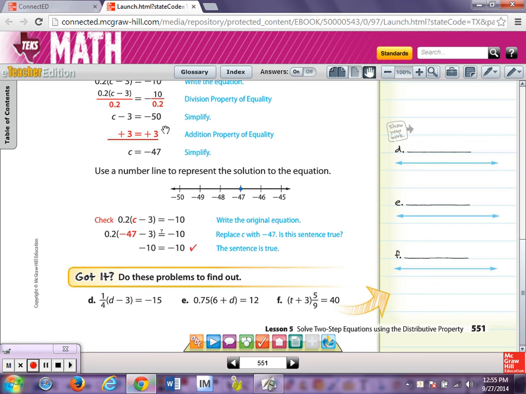Now your job is to go ahead and do D, E, and F on a separate sheet of paper and write your answers on the column to the right. As always, feel free to come see me with any questions you have in the morning, or if you just want to get your work checked. And if not, then I will see you in class for a discussion. Thank you very much.